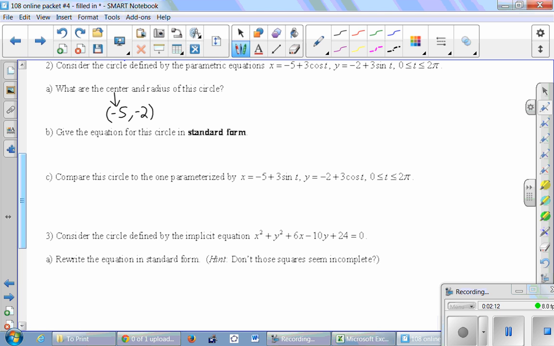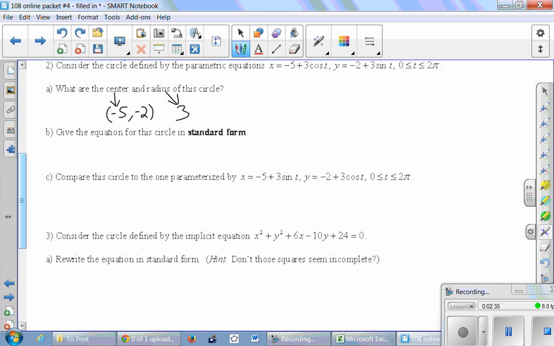Don't change their signs. And then the radius of the circle must be the number that's in front of the sine and cosine, which is 3. Notice that it had to be the same number in front of sine and cosine. If the numbers are different, we'll talk about one of those at the end of this activity, and then we'll get into those more next class.